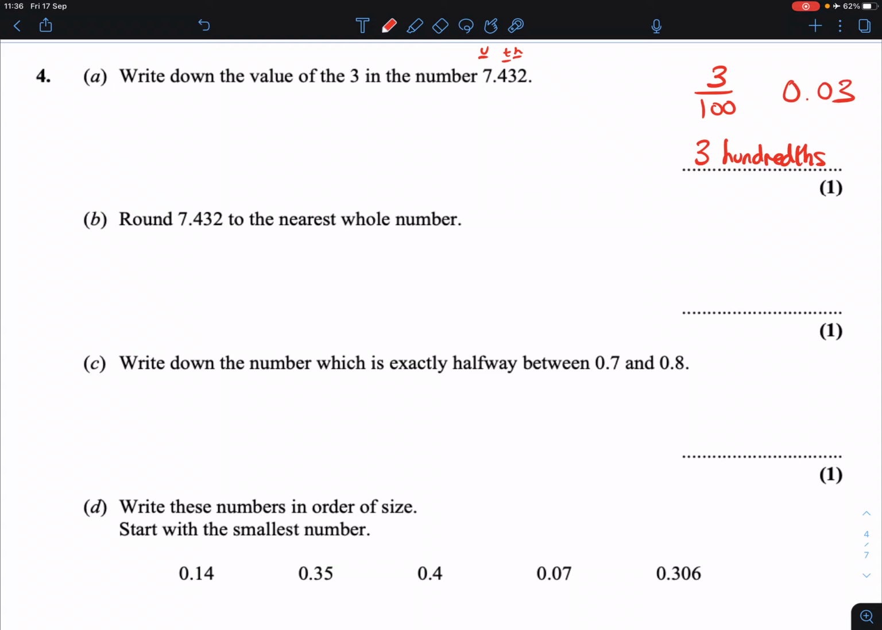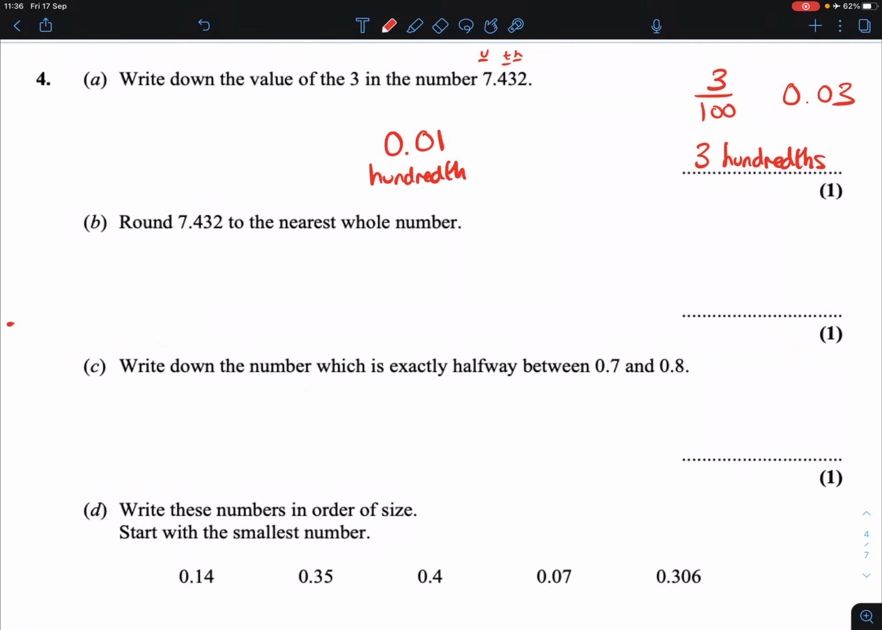You also got the mark if you were able to identify that that is a hundredth and you wrote it like that, or you wrote it like this, or you wrote it like this. That would have also got you the mark. But one of these would have been the nicer way of actually clarifying that it's 3 of these.